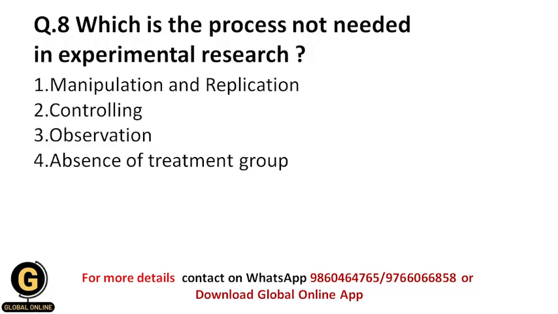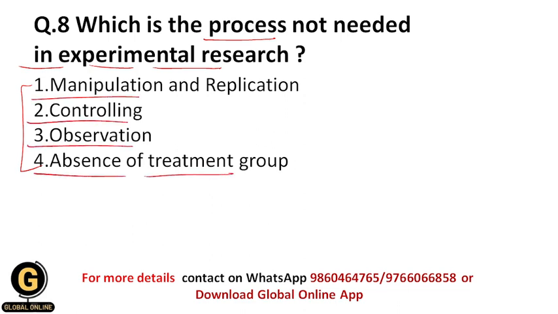Which is the process not needed in experimental research? So among these processes, which is the process which is not needed in experimental research? Manipulation and replication, then controlling, observation, absence of treatment group. Obviously the correct answer should be 4, because we should be having the treatment group in the experimental research, because without treatment group, on which group you are going to treat? Okay, and that's why treatment group is the essential part of the experimental research.